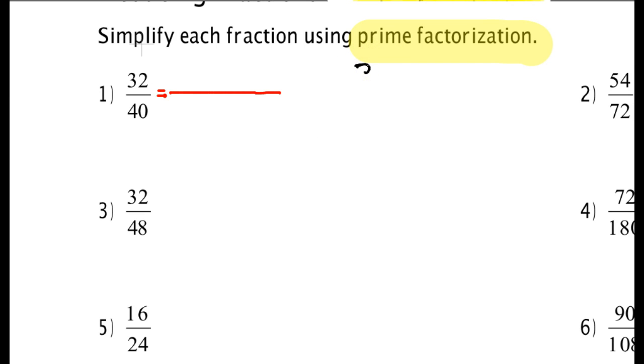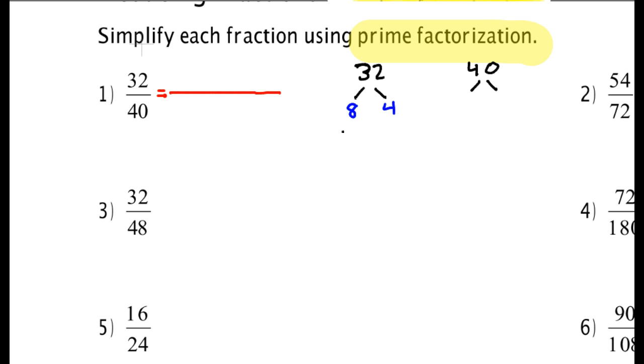So do the prime factorization for each one. So break up 32, factor 32, and factor 40, the top and bottom. So you have to know your times tables. What times what equals 32? Probably 8 and 4 is what comes to mind.